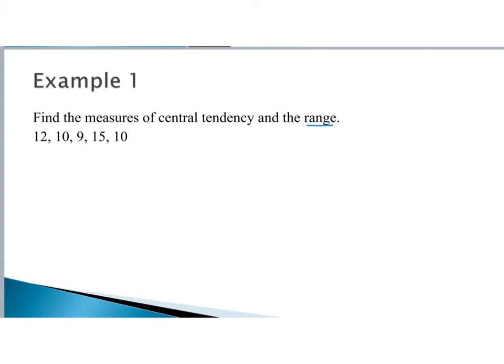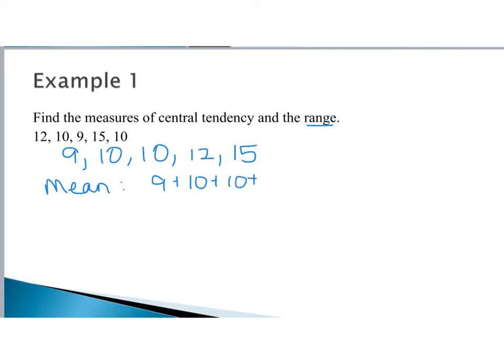So what I like to do is always start out by arranging my data in order from least to greatest. So if I do that, I have 9, 10, 10, 12, and 15. Okay, then I'm going to go and find the mean. So for the mean, I'm going to add up those numbers. So I have 9 plus 10 plus 10 plus 12 plus 15. So that's the sum of all my numbers.